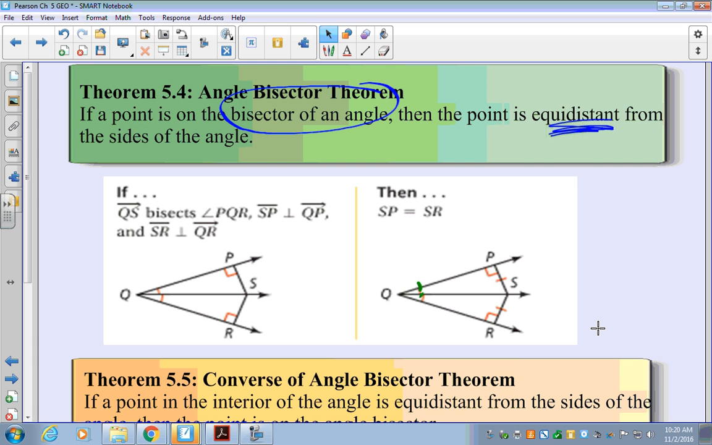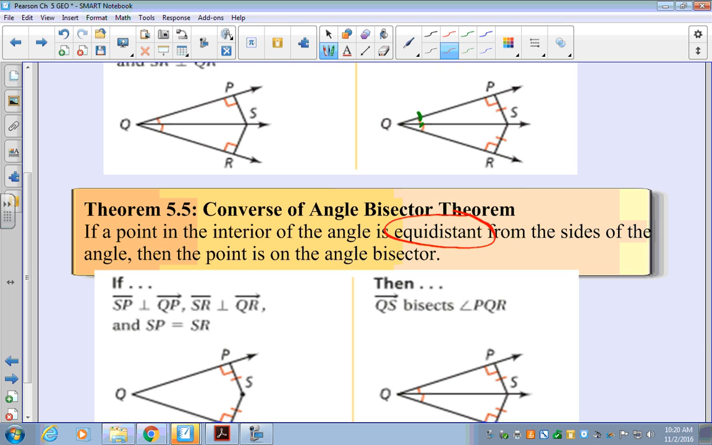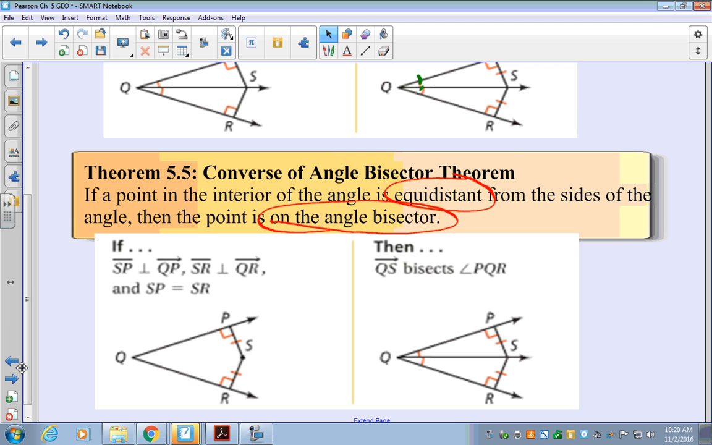And then the converse of that is true. If you know that you're equidistant from the sides of the angle, then you know you are on the angle bisector. For example, if I have PQR and I've got point S in the middle there, connected by perpendicular segments, and those segments are congruent, then you can say that QS is a bisector of our angle PQR.